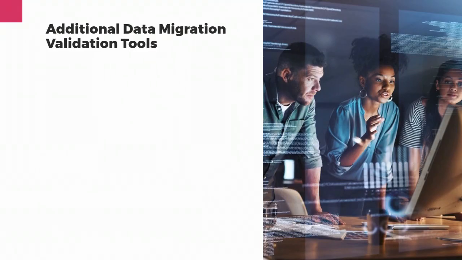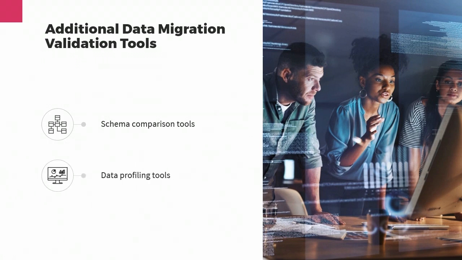Now there's additional data migration validation tools that are available. So things like schema comparison tools, which are indispensable for ensuring the data structure remains consistent between the source and target systems, even post-migration. And as well, we have data profiling tools. This is an in-depth analysis of existing data, and I use it to identify patterns or anomalies or any type of inconsistencies between the source and target.